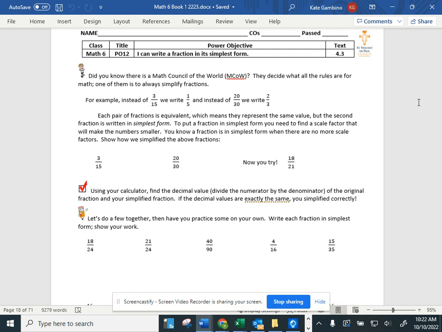So we've talked about that. And we're going to really work on it today because it is that important for us to know. We have a whole objective to simplifying our fractions.